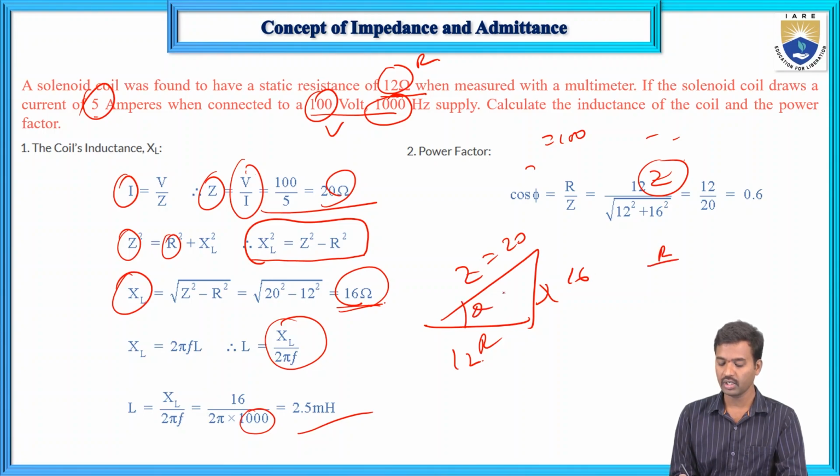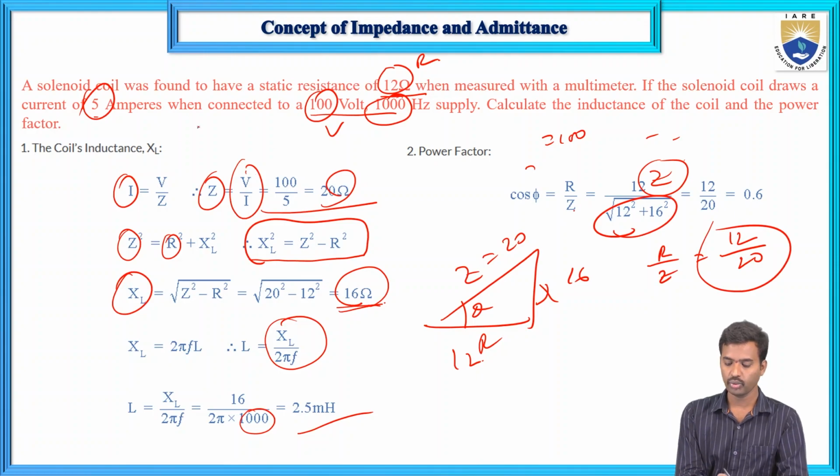So theta equals tan inverse, cos phi. This is the power factor, cos phi equals R by Z, that equals 12 by 20. So directly you can write, no need to calculate, Z equals 20. So 20 is here.